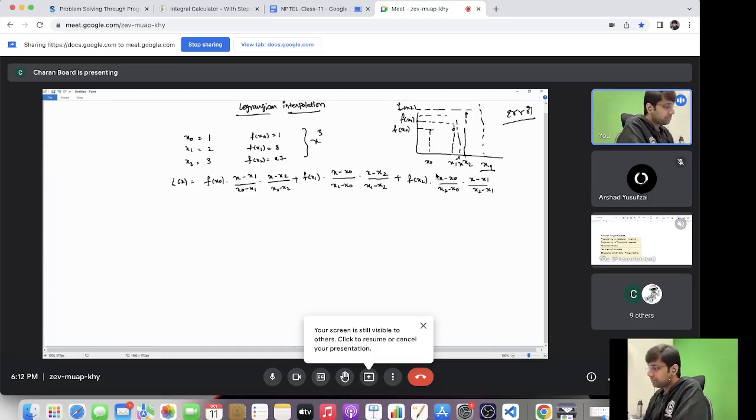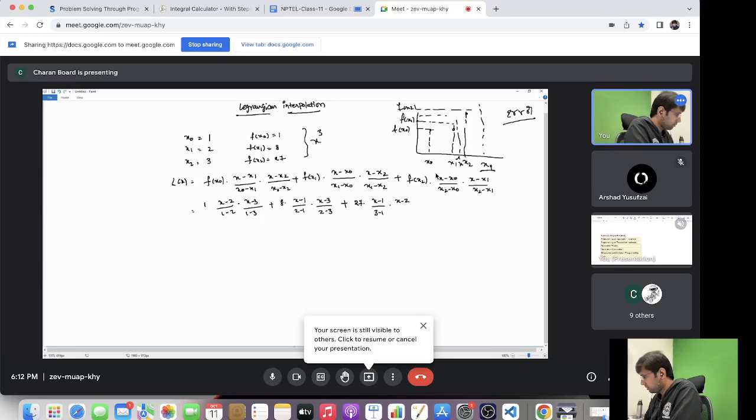Now we will substitute these values here: 1 into x minus 2 by 1 minus 2, x minus 3 by 1 minus 3, plus 8 into x minus 1 by 2 minus 1, x minus 3 by 2 minus 3, plus 27 into x minus 1 by 3 minus 1, x minus 2 by 3 minus 2. Then we will solve this particular equation.